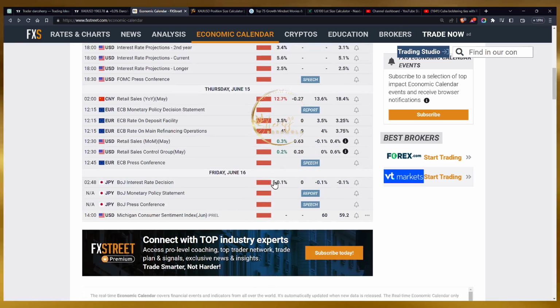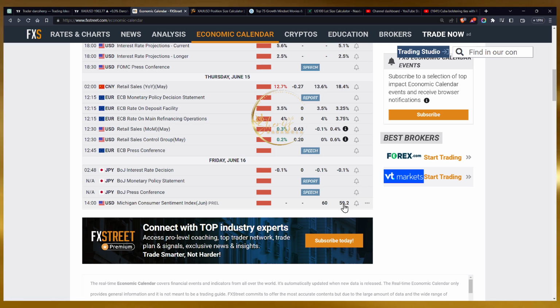And from the data we have here, the previous data for the month of May came in at 59.2, and there is a general consensus that projects that we are going to be looking forward to 60 for today. So we are going to be looking forward to see what the actual data is going to be. Will it be as expected, below expectation, or even beyond expectation?